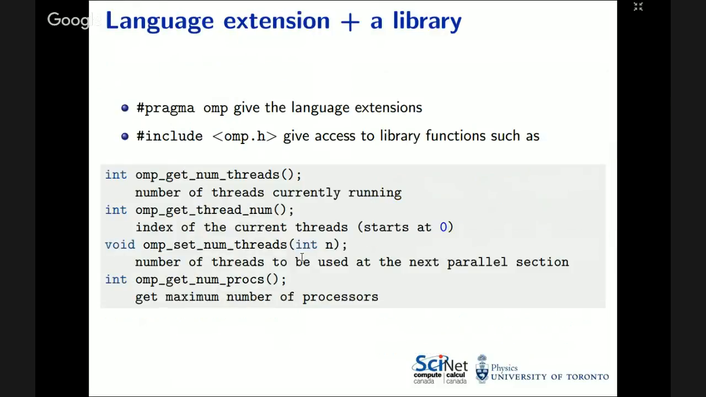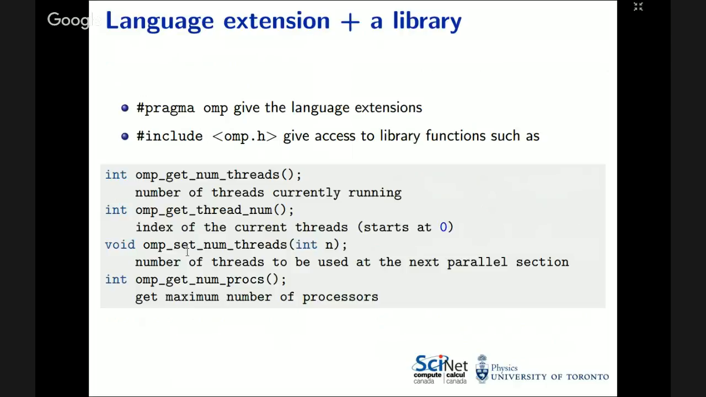So the pragma omp, that's where the language extension comes in. That's what the compiler can do now. The omp.h gives you access to the library functions. Here's a couple of them. So you can get the number of threads that are currently running. You can get the index of the current thread with omp_get_thread_num. You can set the number of threads to be used at the next session. So OMP_NUM_THREADS is a way to externally control this. If you wanted to control it from within the program, you can.